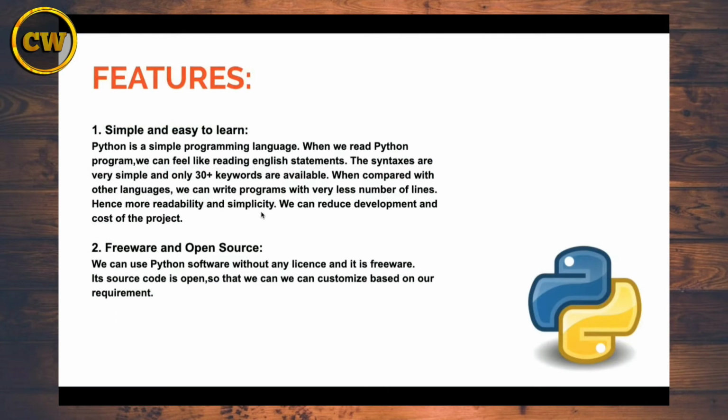So we will learn what the features of Python are. Python is simple and easy to learn, because we have already seen there is only one line for writing the hello world program. It is in English only. So Python is very simple and easy to learn. The second is free and open source. Python is free and open source, and it can run on any device.